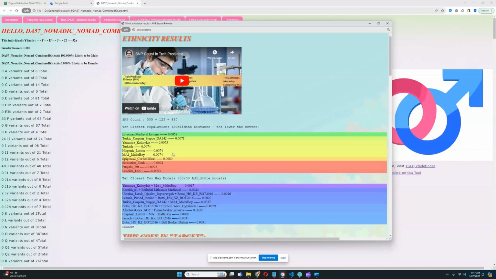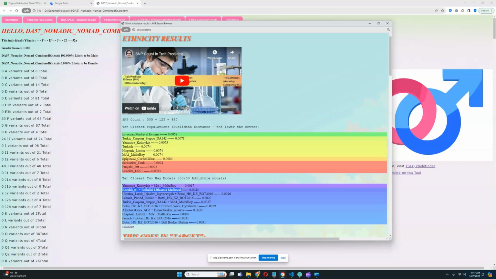Very, very interesting result. This was done on the basis of 430 SNPs, so it's okay. I mean, it's not a terrible result. It's just kind of not very precise. The closest mixture for him is a mixture of Yamnaya from Kalmykia plus Malta boy, and the second closest mixture is Kazakh plus Bailulila Lithuania medieval. So once again, it's not terrible. It's not awful. It's just not very good. It's not the best it could be.